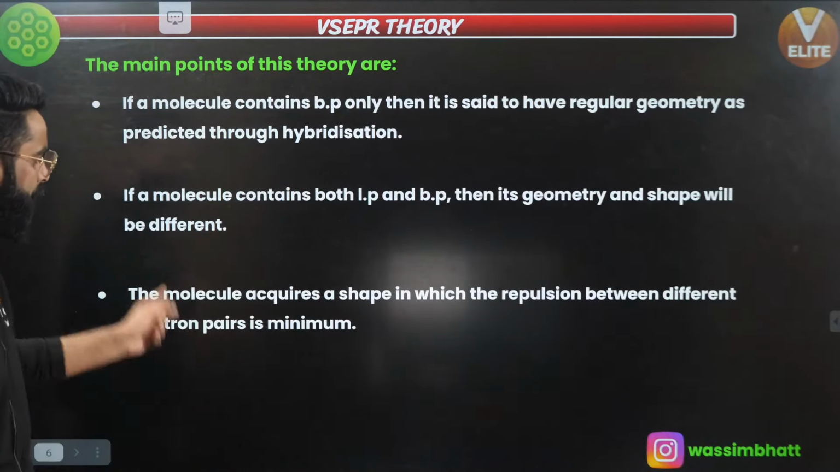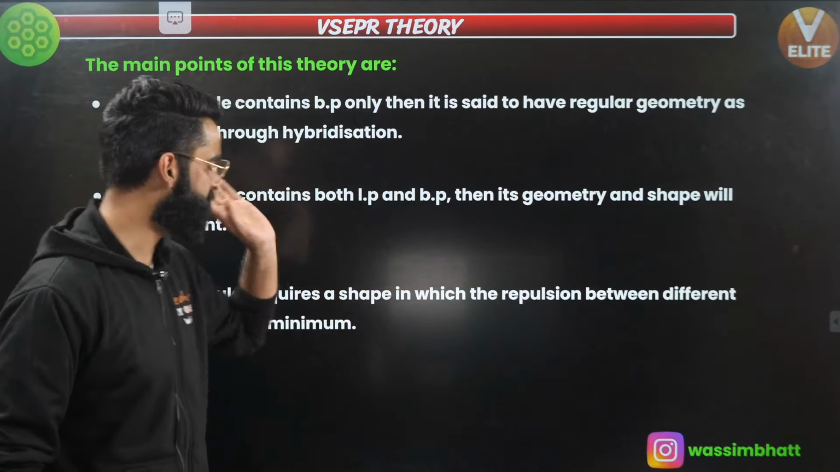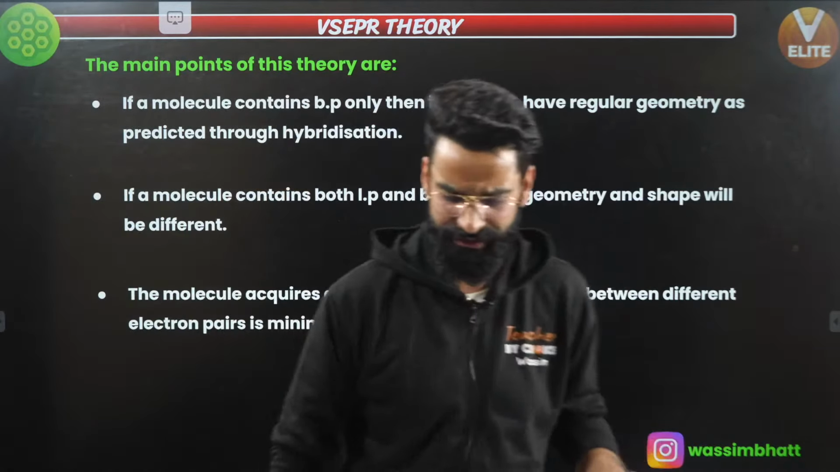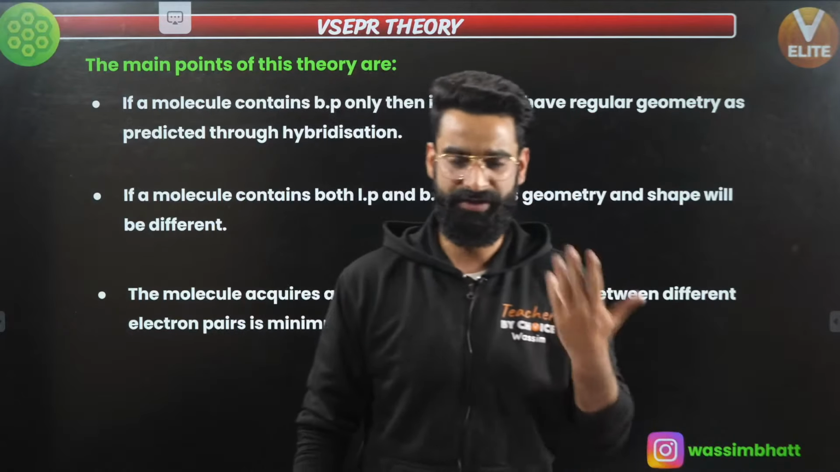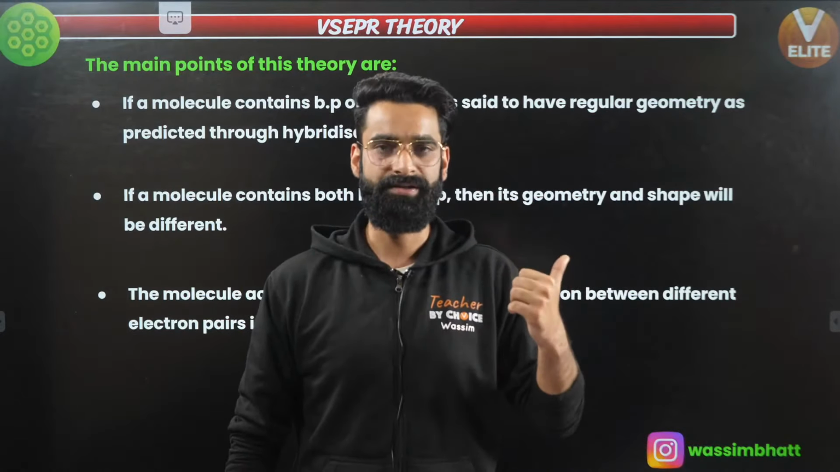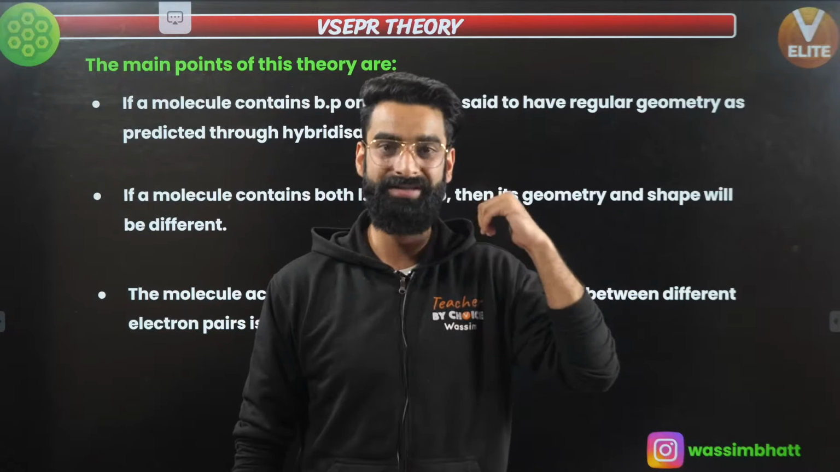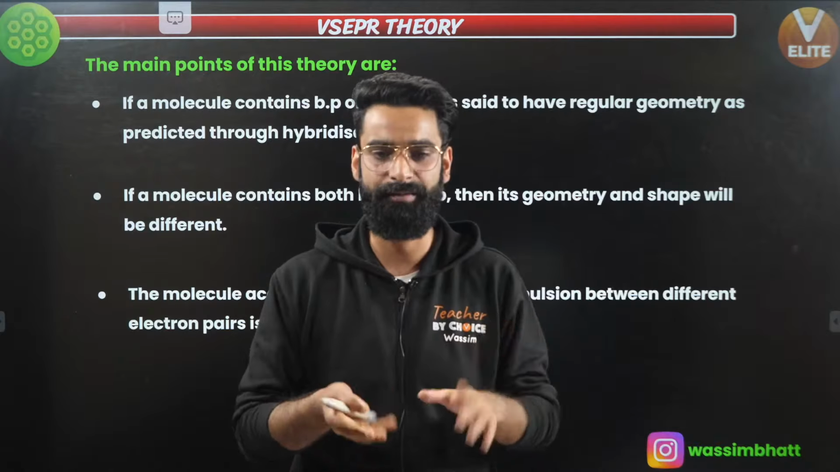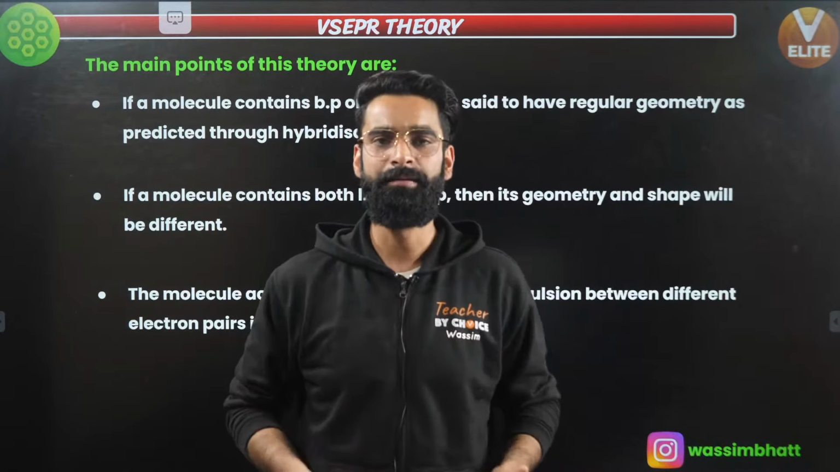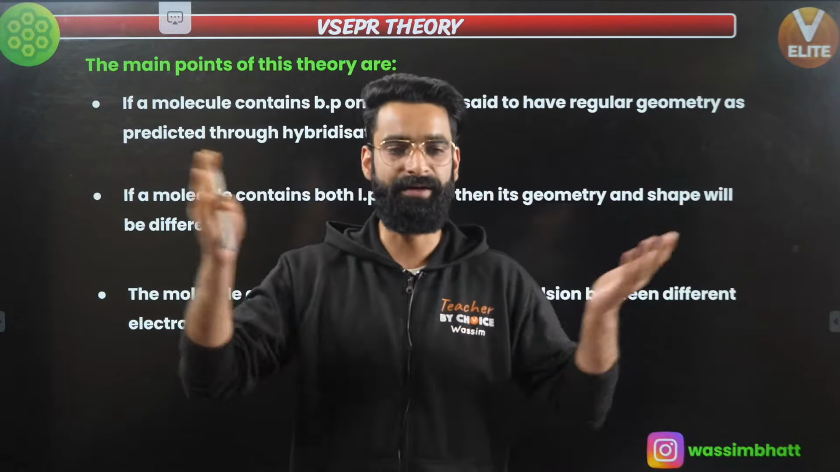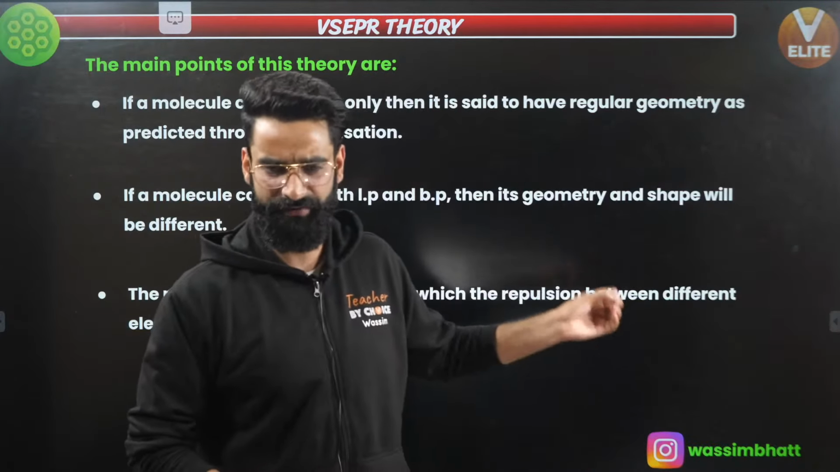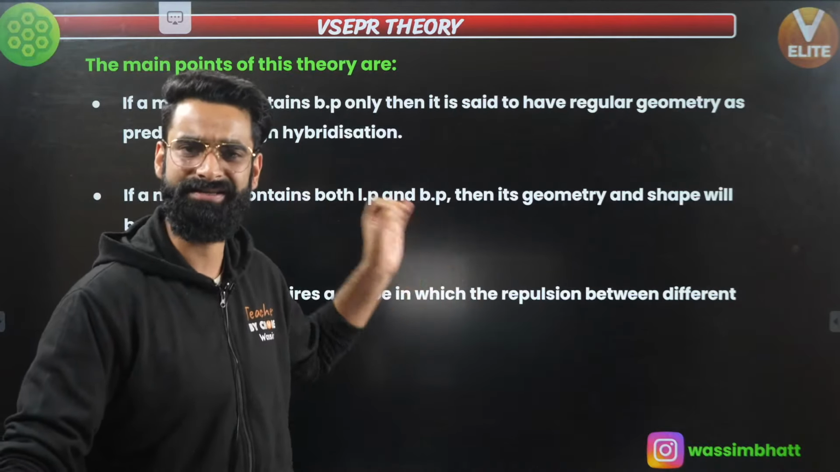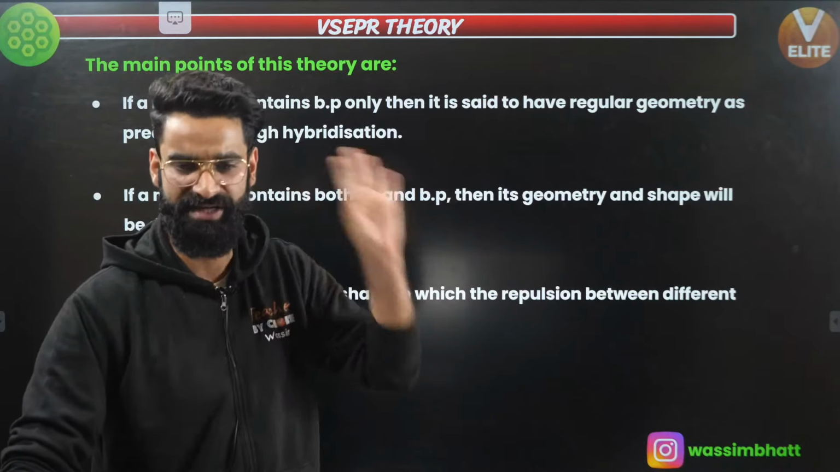Now, the next point. The molecule acquires a shape in which the repulsion between the electron pairs is minimum. This is something I told you in the beginning itself. As per the valence shell electron pair repulsion theory, the bonded pairs of electrons and the lone pairs of electrons arrange themselves around the central atom in such a way that there are minimum repulsions between them and the stability is maximum. A few minutes afterwards, you'll see how I arrange these electron pairs so that there are minimum repulsions and maximum stability, right?